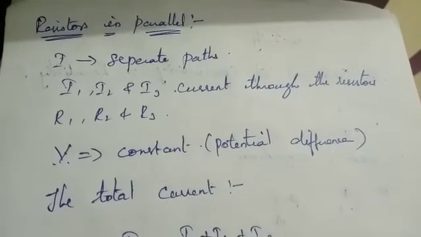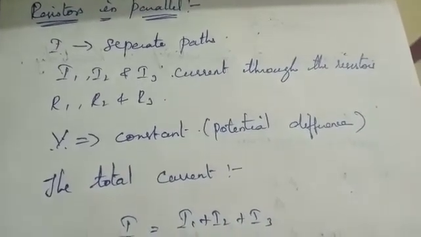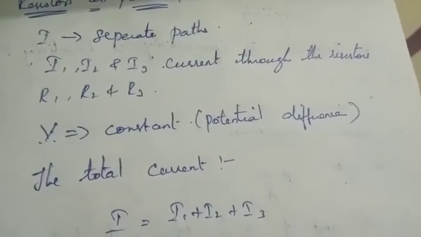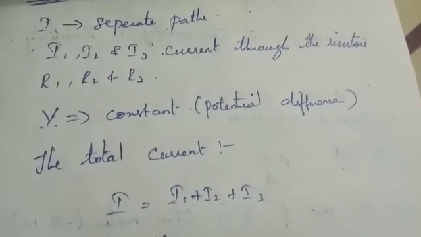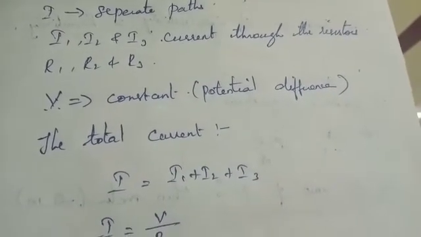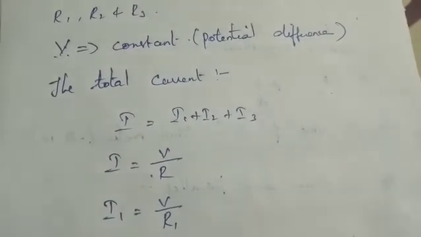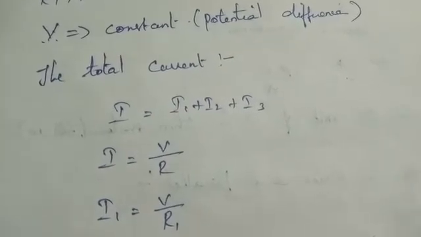Here, resistors in parallel. There are separate paths for the different resistors R1, R2, and R3, so through each resistor a different I value can be formed. Next, V is a constant here, that is the potential difference. Then the total current is the sum of all the current values, so I is equal to I1 plus I2 plus I3.